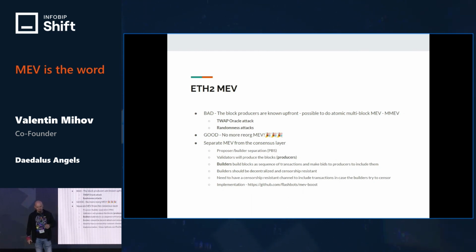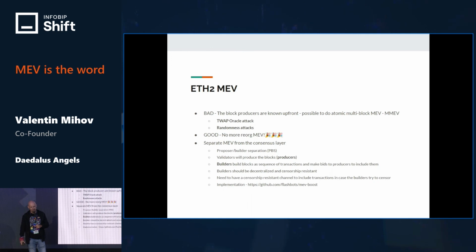Now, the good thing with Ethereum 2 is that there is no more reorg MEV. So you can't really execute this type of, how we said, existential type of problematic MEV. So at least we have one good thing.